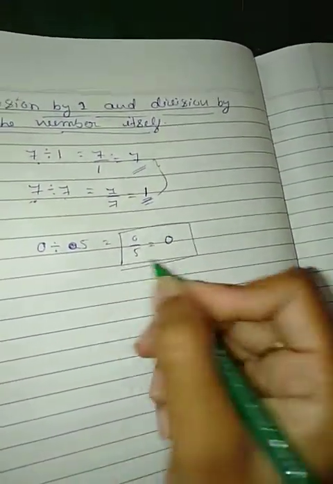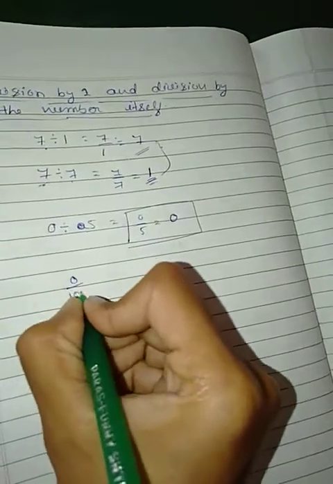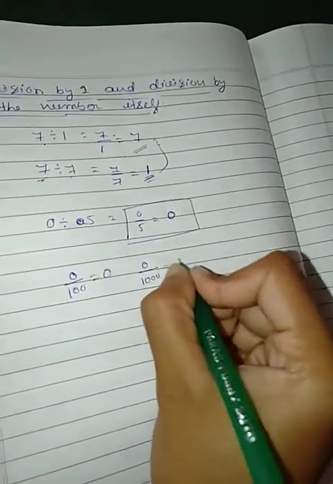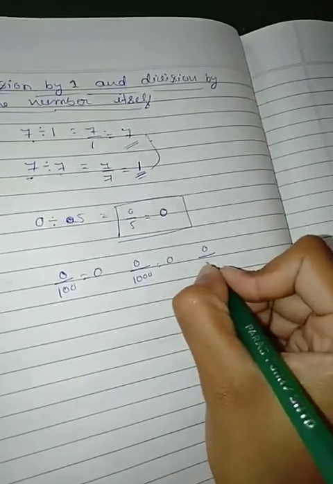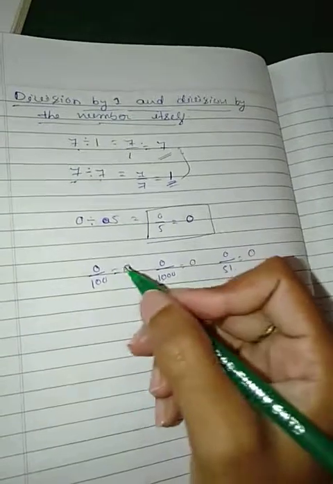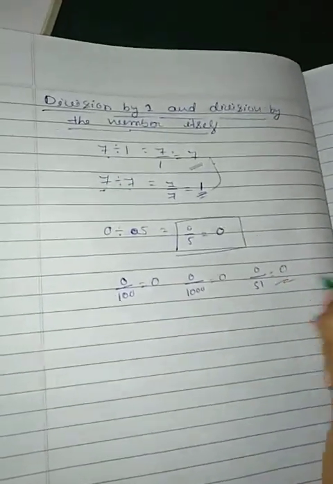You should remember that if you divide 0 by 100 we get 0. If you divide 0 by 1000 we get 0. If you divide 0 by 51 we get 0. So dividing 0 by any whole number, we get 0.